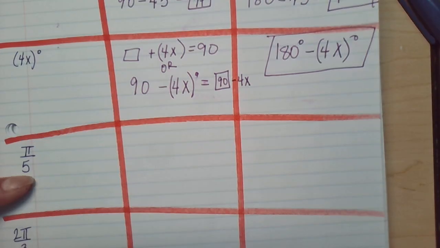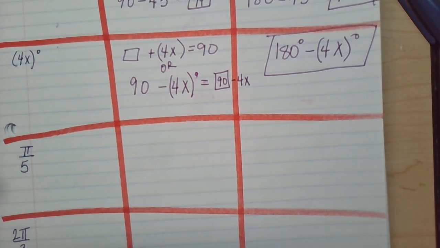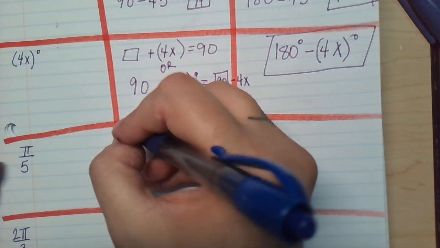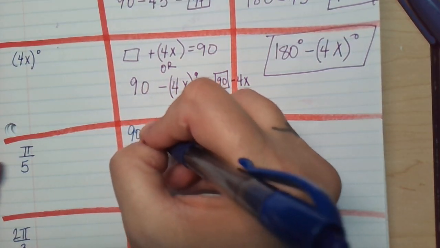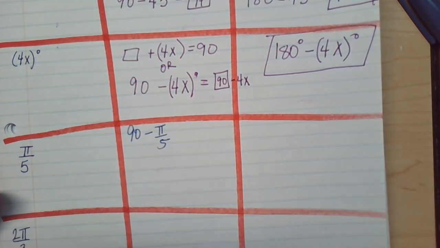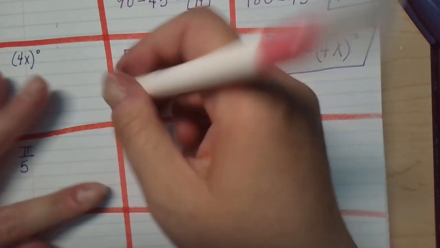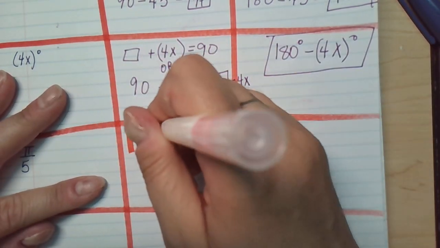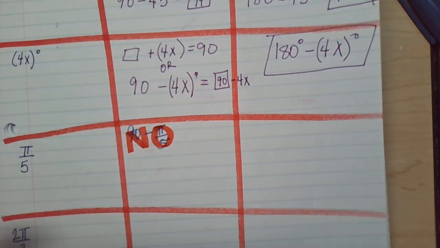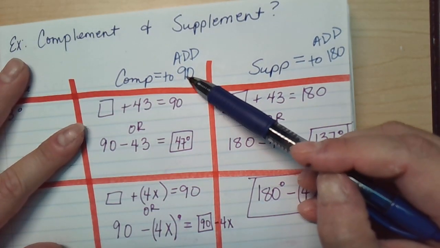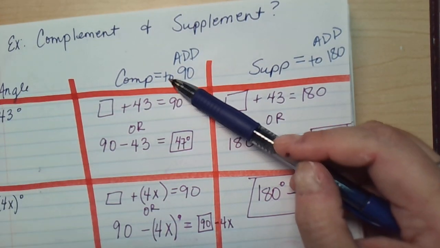Okay, now let's switch it up and make pies. Let's say I have pi over 5. Well, I cannot say 90 minus pi over 5. We cannot do that because 90 degrees is a degree and pi over 5 is a radian. They're two different units of measurement. Two different things. So what else is 90 in terms of pi?